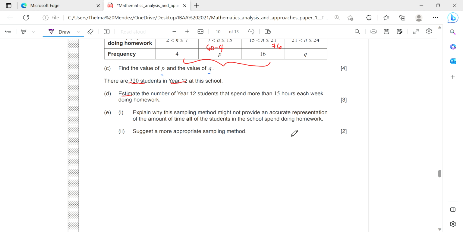If the homework is difficult, it probably requires more time, and if it's easy, it will require less time. Okay, number 2, suggest a more appropriate sampling method. So it's better that students from different levels could be taken as part of the sample. The method for that is stratified sampling.